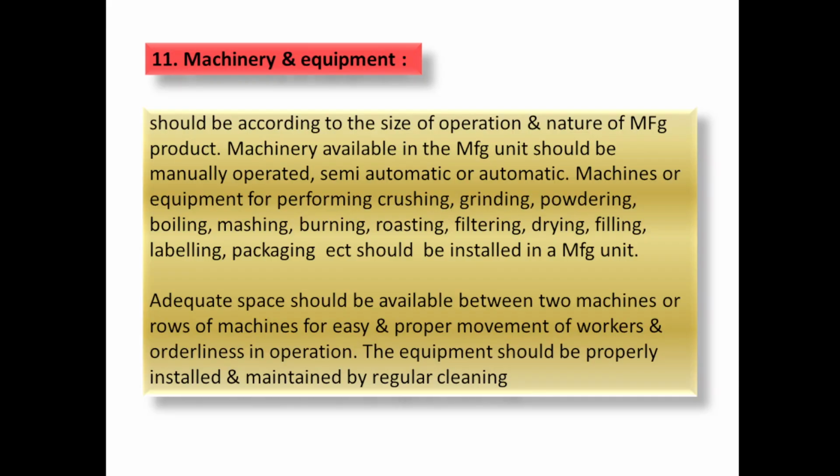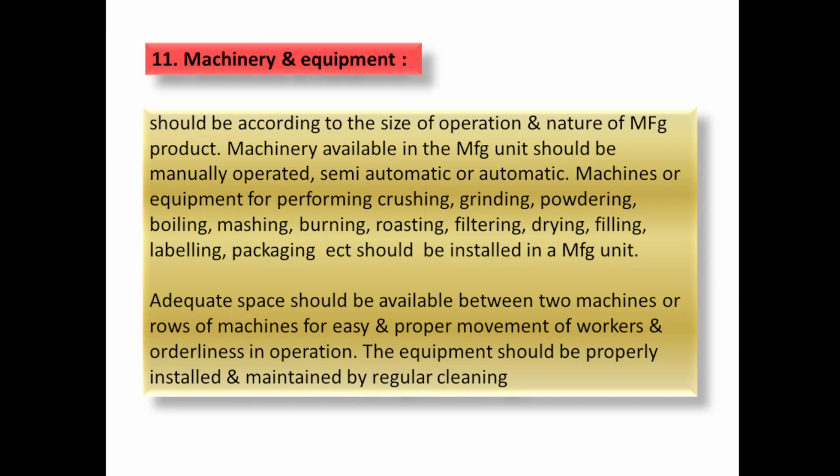Machinery and equipment. Machinery and equipment should be according to the size of operation and nature of manufacturing product. How much amount of a particular drug should be manufactured, how many batches are required, and how many formulations are manufactured in that manufacturing area. According to the operation and nature, necessary equipment or machinery should be maintained.